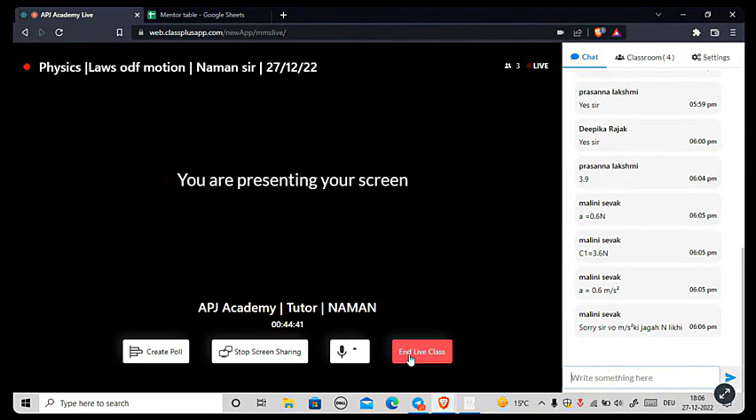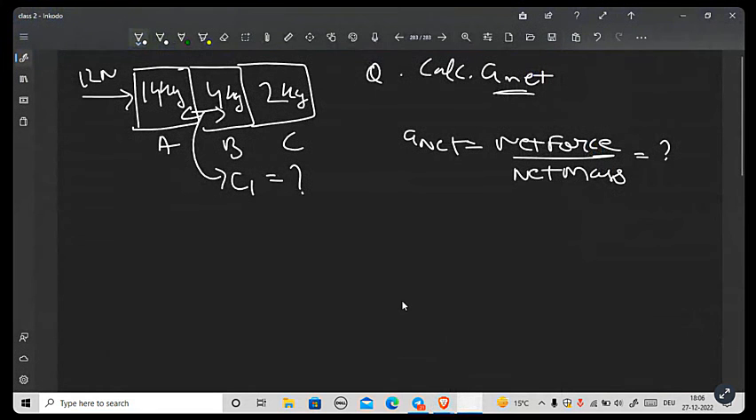3.6 Newton and 0.6 meter per second square. Okay. Let's see. What is the net force? Net force is 12 Newton upon the net mass, which is 14 plus 6, 20. Okay, 0.6.